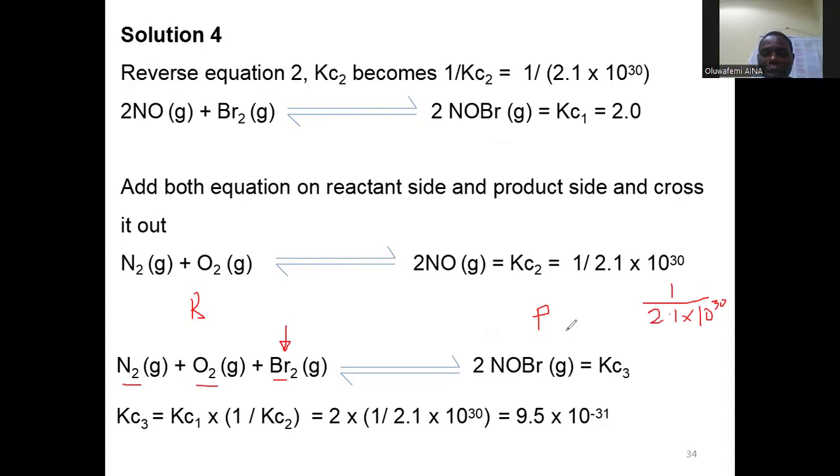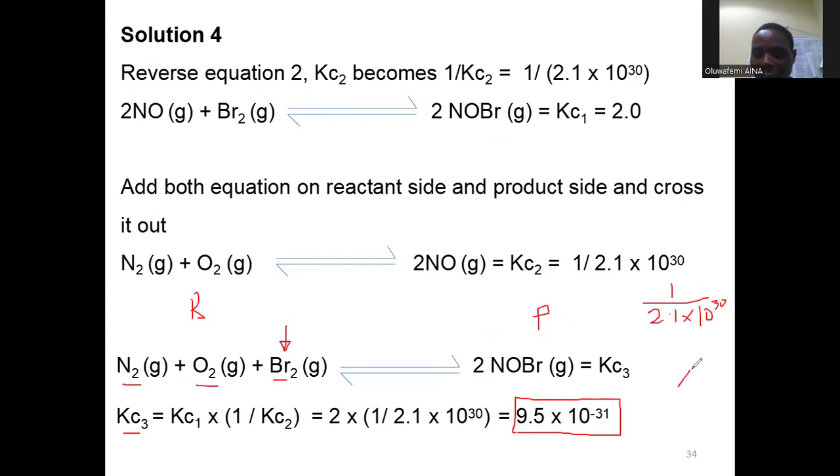The logic behind this work is whatever is on the product side can always cancel out what is on the reactant side. But to simplify it for you, instead of adding and subtracting, you multiply. So your KC3 will be KC1 times 1 over KC2. You can see it here. And if you are careful with your calculator, you should get this value for your KC3. So you have gotten your KC part of that equation.